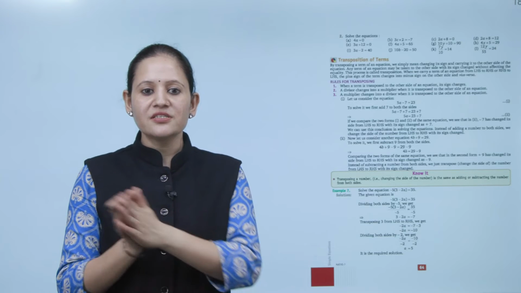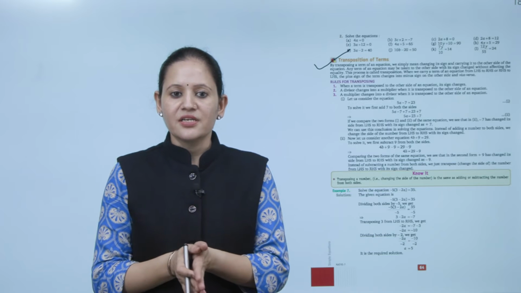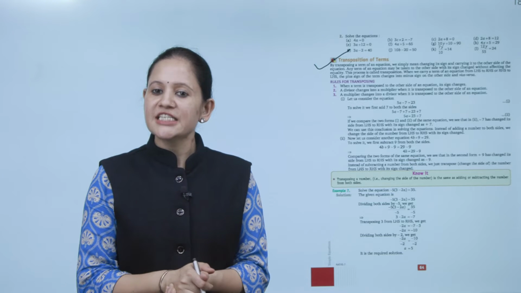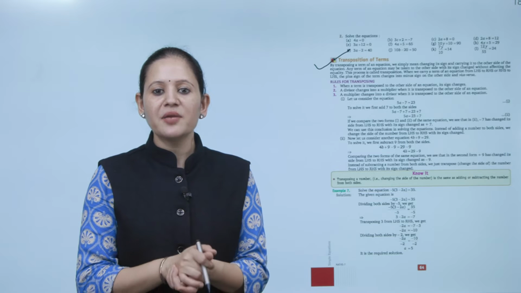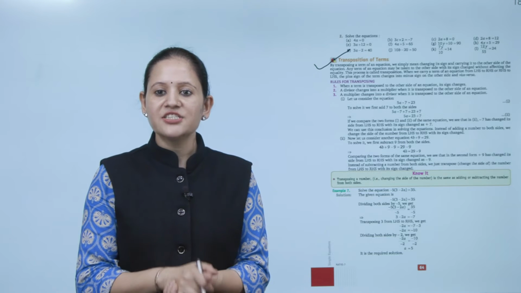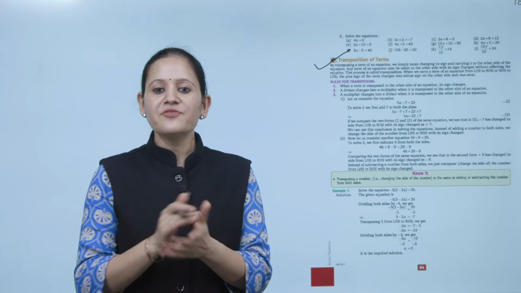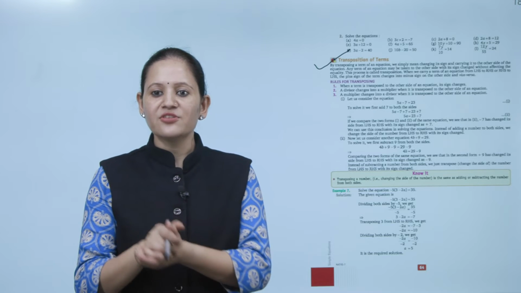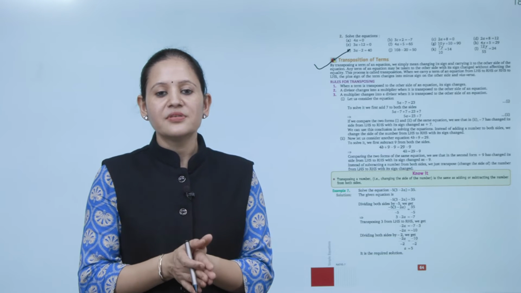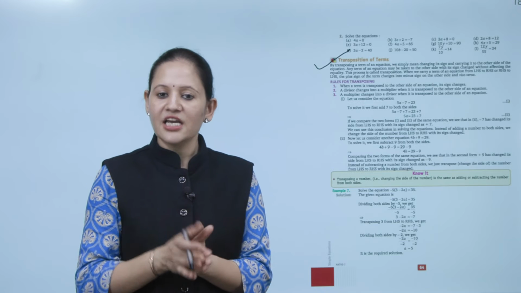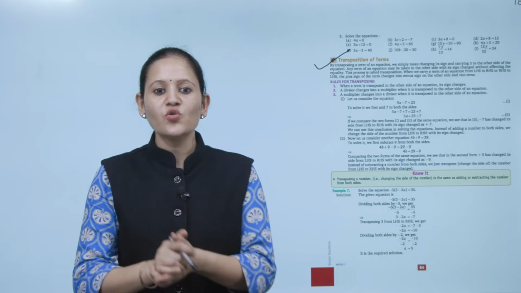Next is transposition of terms. By transposing a term of an equation, we simply mean changing the sign and carrying it to the other side of the equation. Any term in an equation may be taken to the other side with its sign changed without affecting the equality. This process is called transposition. When we carry a term in an equation from left-hand side to right-hand side or right-hand side to left-hand side, the plus sign of the term changes into minus sign on the other side and vice versa. Means plus will change into minus, minus will change into plus. Next is rules for transposing.